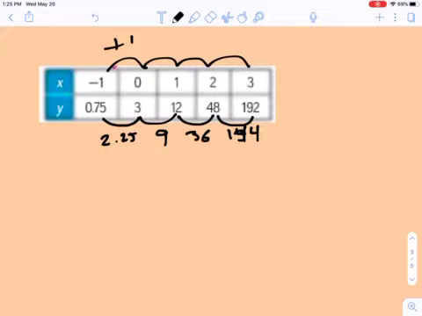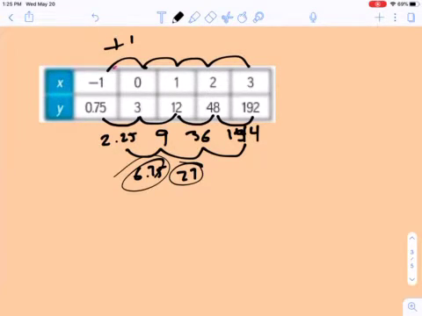Now let's check our second set of differences. And hopefully you can see from doing this that this one's going to be 6.75. This is putting me at, oh, my brain is completely not working right now, 27. And then this one is not 27 or 6.75, right? It's 100 and something, 108. So not quadratic, all right?